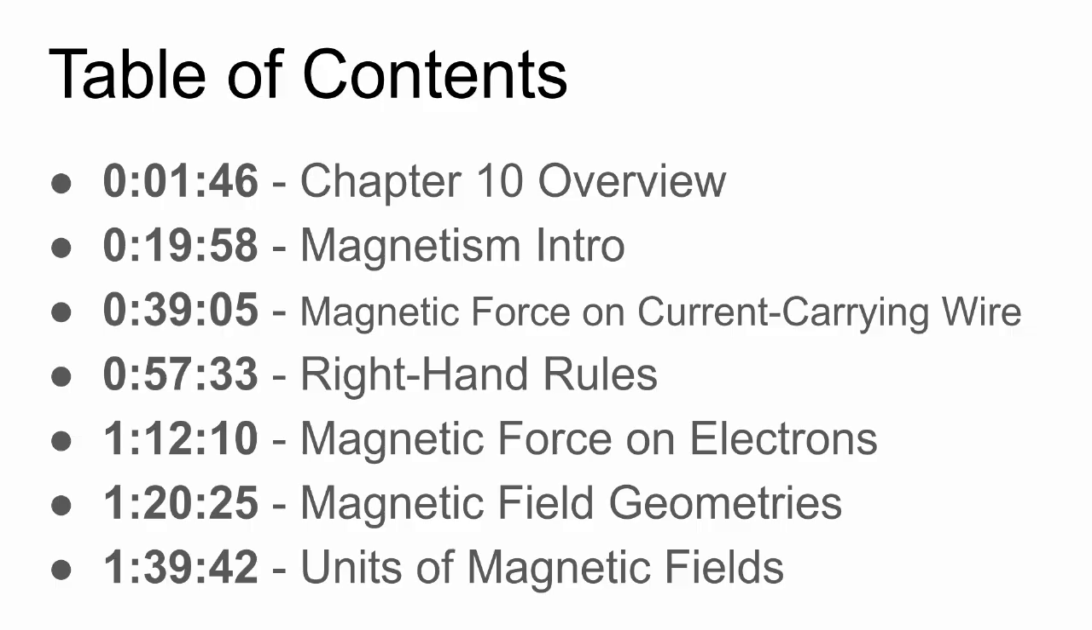We introduce the field idea in the context of magnetism and look at the illustration of magnetic forces on a current carrying wire. Then we go over right-hand rules in lieu of a fuller coverage of cross product. Right-hand rule gives the direction of the vector that results from cross product.